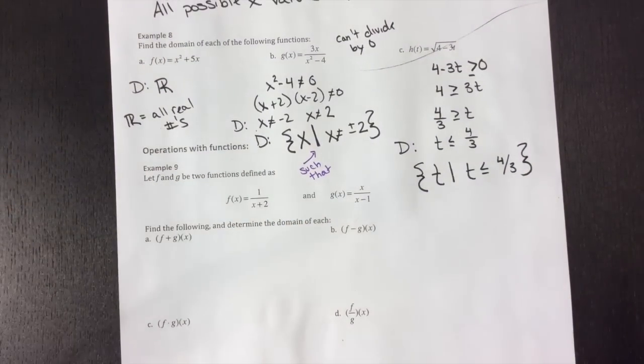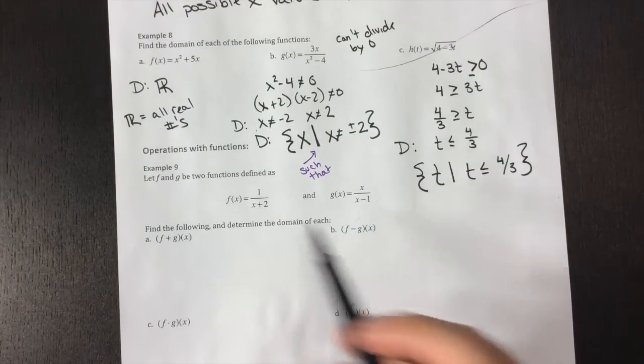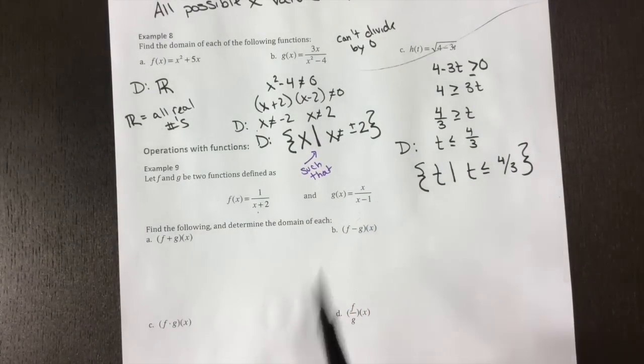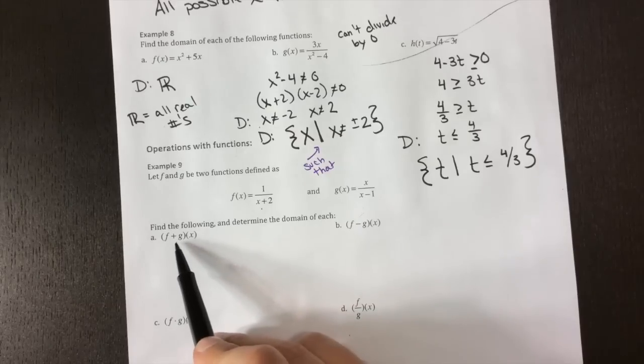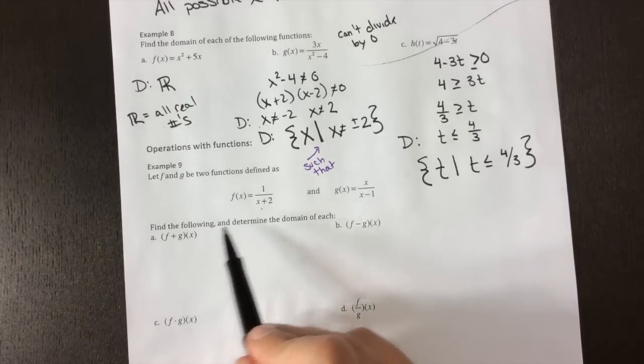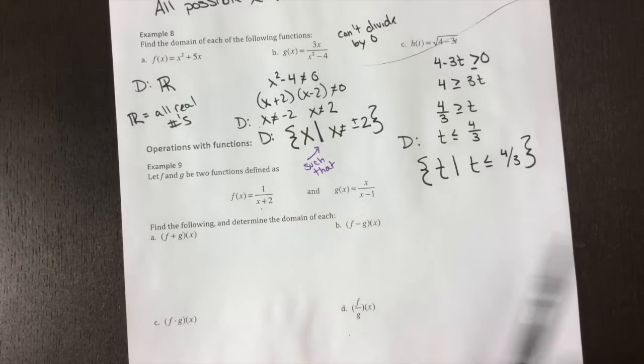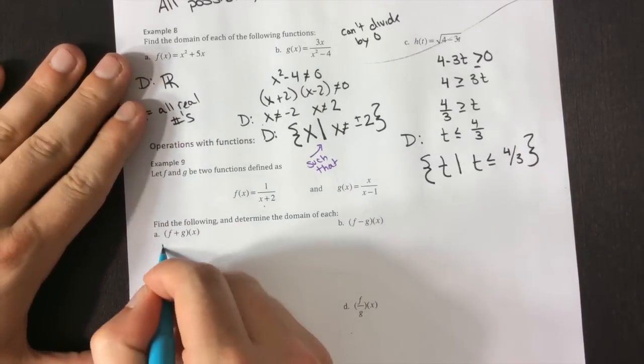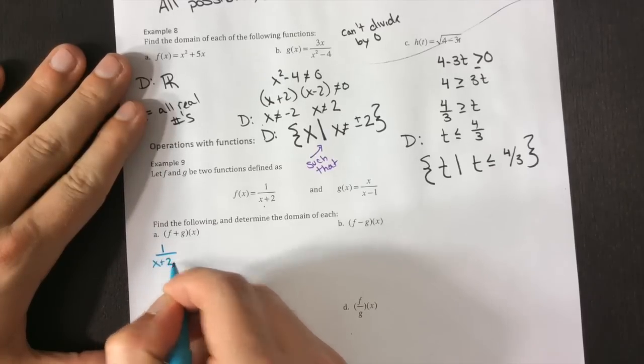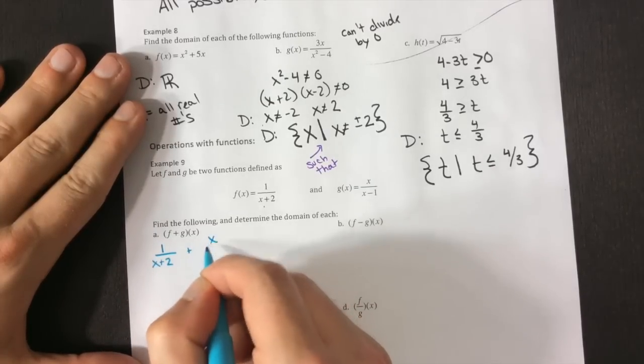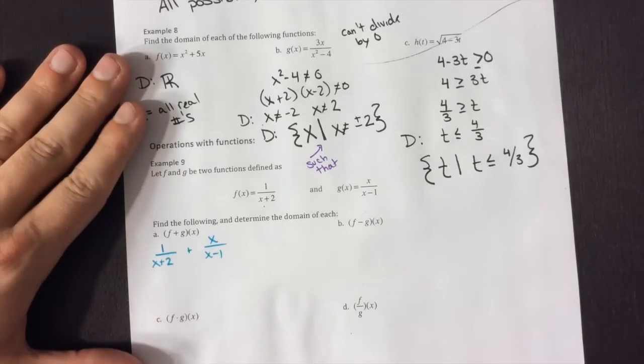Last few. Operations with functions. We've been doing these for a while. We're just actually naming it right now. So if I give you two functions, if it says f plus g of x, all we're going to do is add the two functions together. So that would look like 1 over x plus 2 plus x over x minus 1.